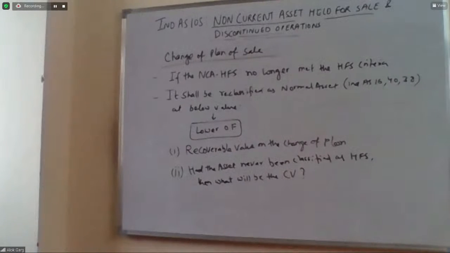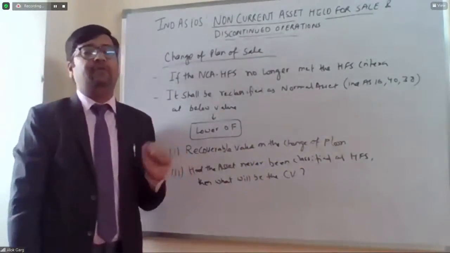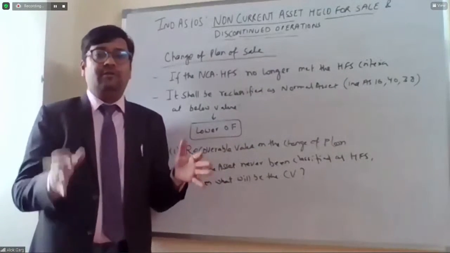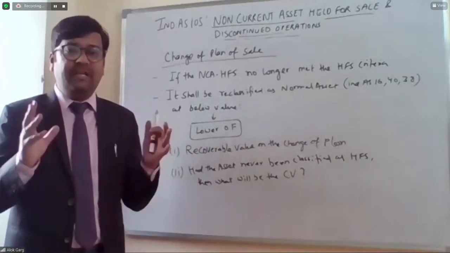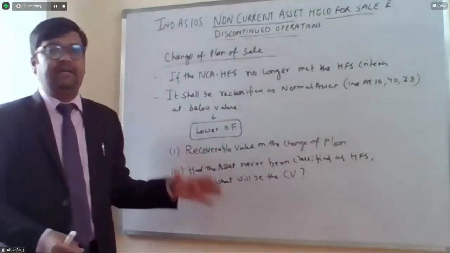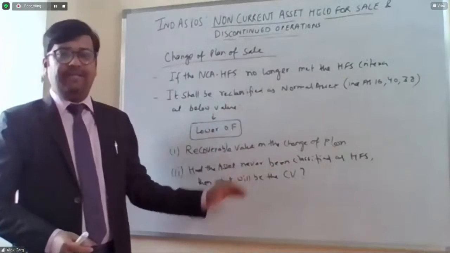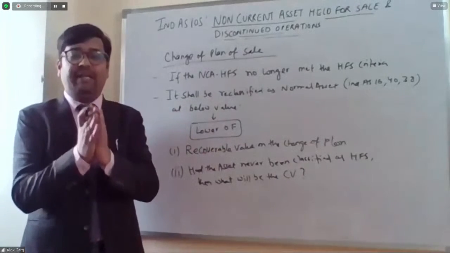Standard says that it has to be restated at lower of what? Recoverable value on the date of classification. What is the recoverable value? Recoverable value is higher of fair value less cost to sell and value in use. Second, suppose this asset was never classified as held for sale, then what will be the carrying value? So we need to calculate these two numbers, and whatever is lower, we need to restate my normal asset at that value.